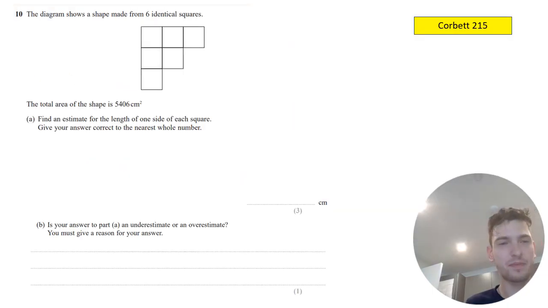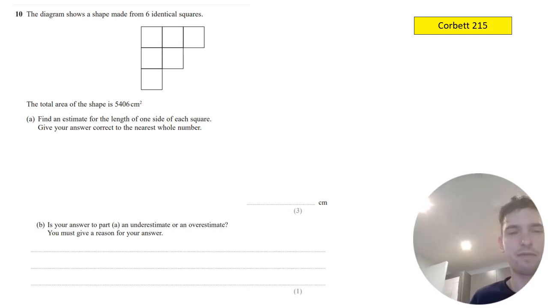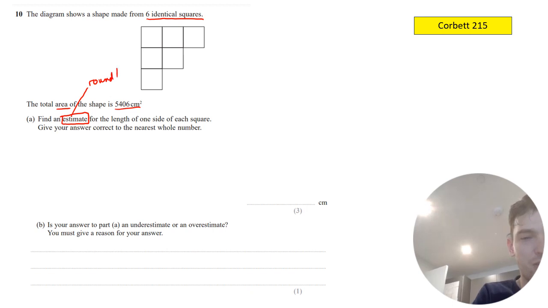Okay, question 10. The diagram shows a shape made from 6 identical squares. The total area of the shape is 5,406 centimeters squared. Find an estimate for the length of one side of each square. So a couple of really important words in this question. This word, whenever you see an estimate, always means you have to round. Always, always, always have to round. And it's asking you for the length.